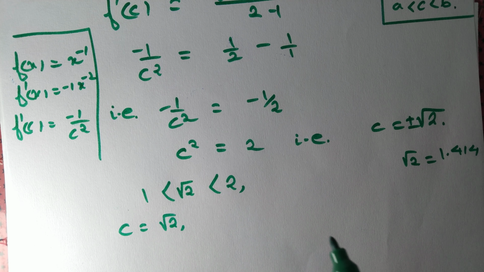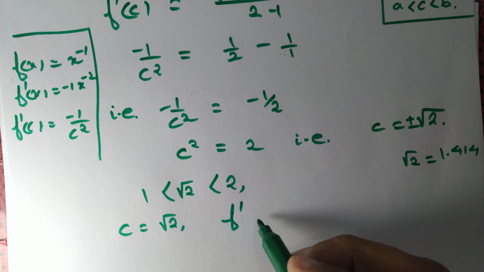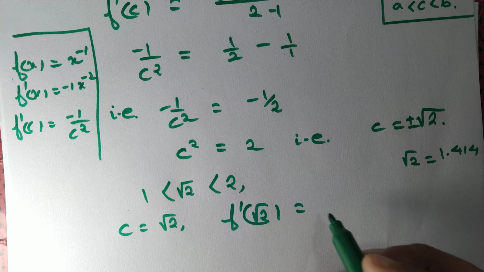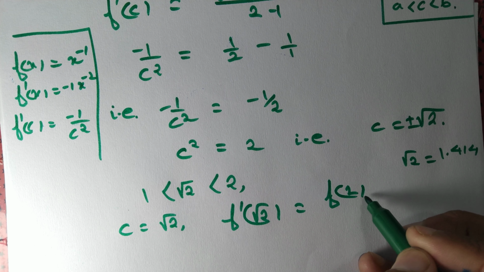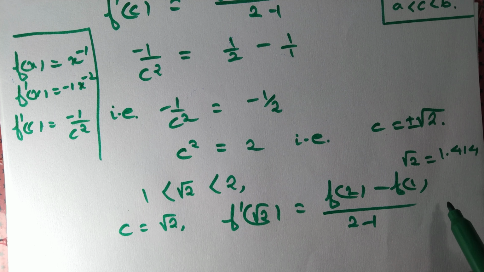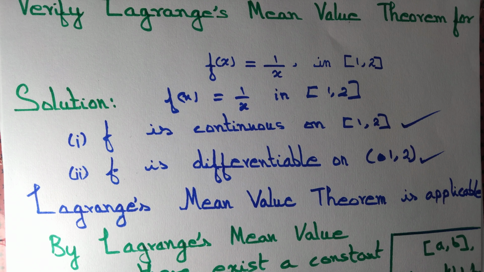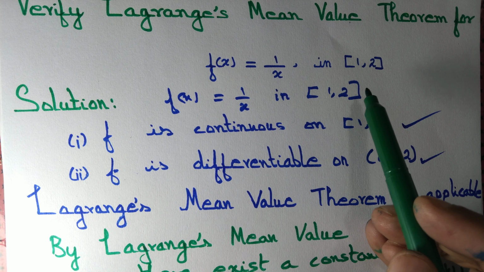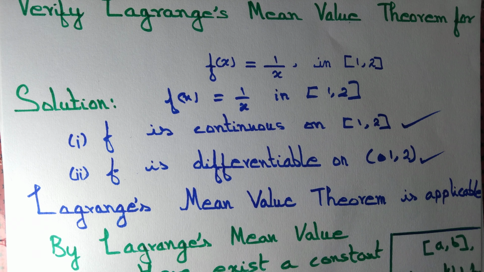that lies between 1 and 2, and f'(root 2) equal to (f(2) minus f(1)) divided by 2 minus 1. So we have verified Lagrange mean value theorem for the function f(x) equal to 1 by x in the closed interval [1, 2].